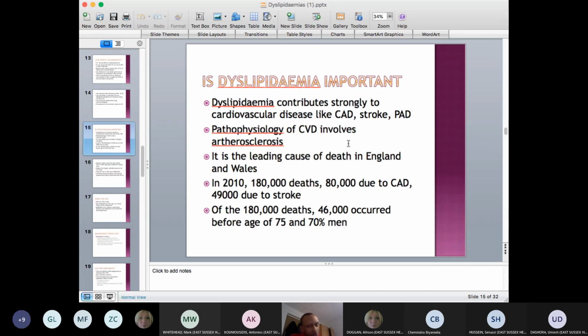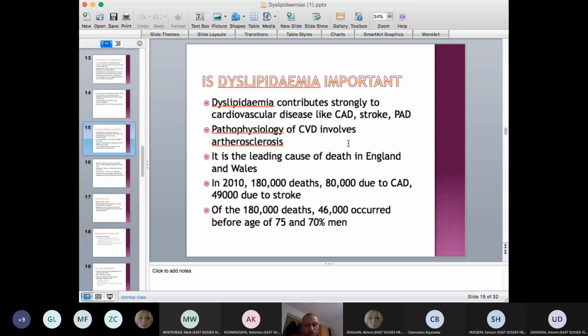So is dyslipidemia important? Of course, it's important. We've talked about why, as we are going ahead. But I want also to emphasize that, obviously, you all know this: it contributes strongly to cardiovascular disease, like coronary artery disease, like stroke, like peripheral arterial disease. And it's important in the pathophysiology of cardiovascular disease through atherosclerosis development.